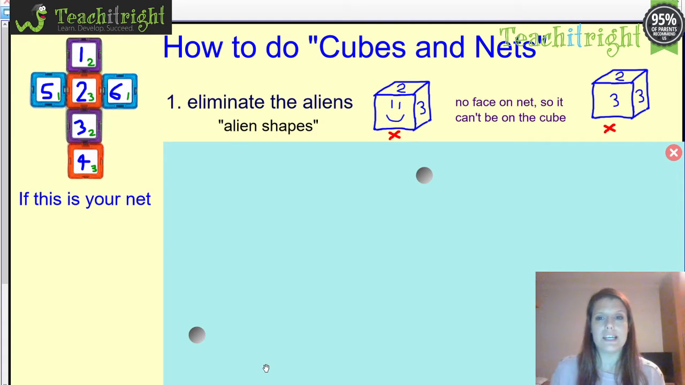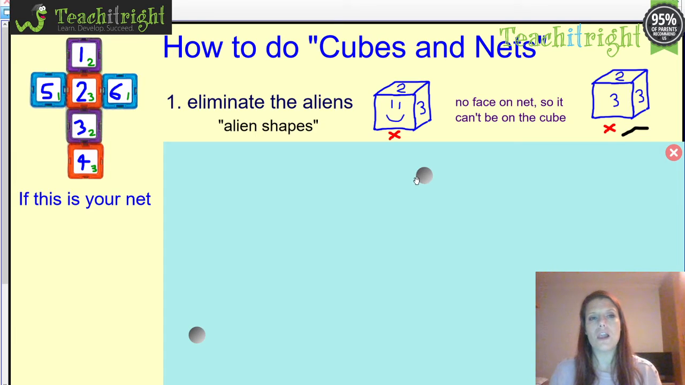So obviously straight away you can eliminate that one, because that can't possibly be right: the face is not on the net, so it can't possibly be on the cube. So if this is our net, the magnetic one, there's no smiley face on there, so we can't have that as our option. That can't possibly be our cube. And if we look at the example on the right here, this can't possibly be our cube either because there are two faces that are numbered 3. And on our net, we've got 1, 2, 3, 4, 5, and 6. So that wouldn't be right either.